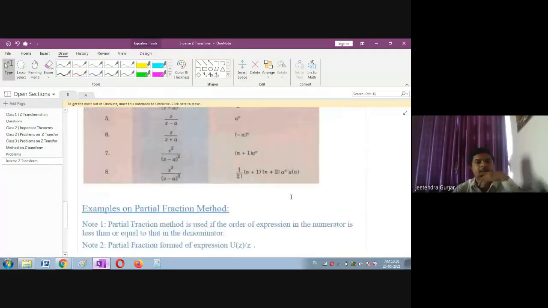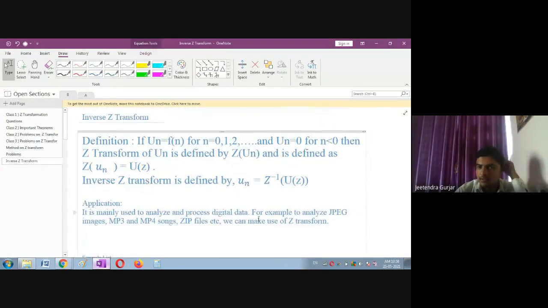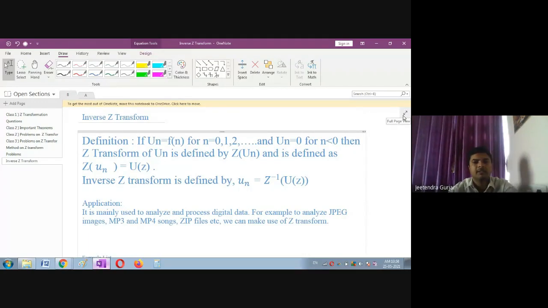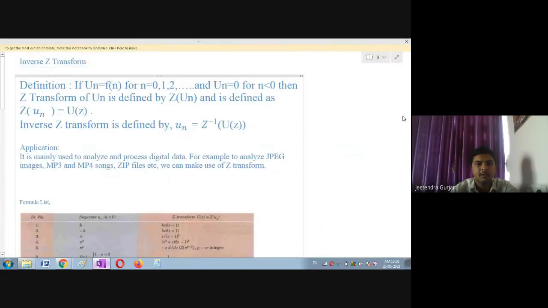Yes, students, in the previous class we have seen the Z transform and gone through its definitions. Today we are going to see the inverse Z transform, but please remember, go to the previous lecture and see all the formulas, which are very important in the inverse Z transform, students. Okay, so we will see how the definition of the inverse Z transform is given.